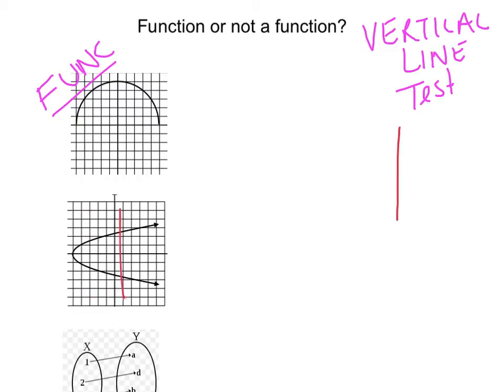Now you'll notice even if I come down here, is it hitting twice? Absolutely. It's hitting here and here. So I just want to be very clear, this is not a function. Each input does not have one output. At x equals 2, it has an output here and an output here. This is not a function.